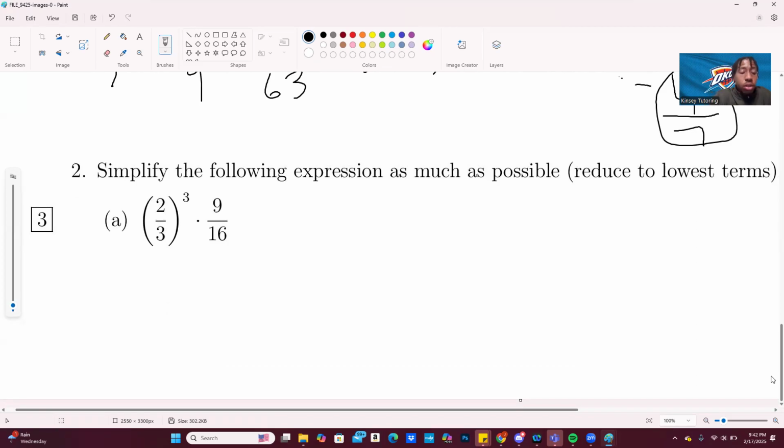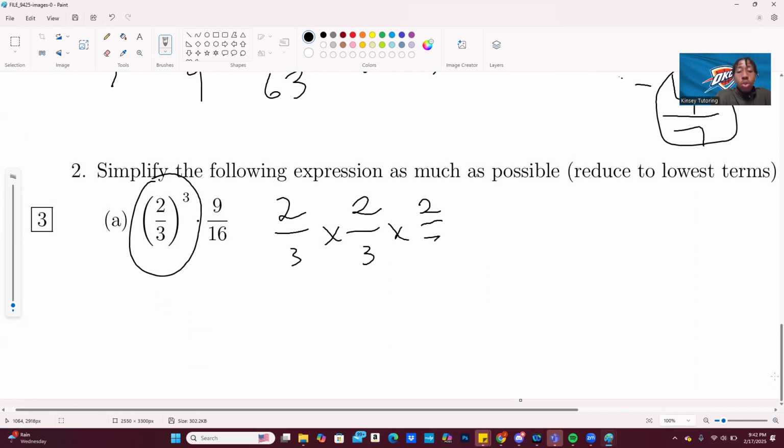Okay, so reduce to lowest terms. So 2 over 3 to the third power times 9 over 16. So now to the third power, that means basically to figure out this part of the equation, you're going to do 2 over 3 times 2 over 3 times 2 over 3. Or what they're saying is 2 to the third over 3 to the third. Okay, either or, it's the same thing, right?